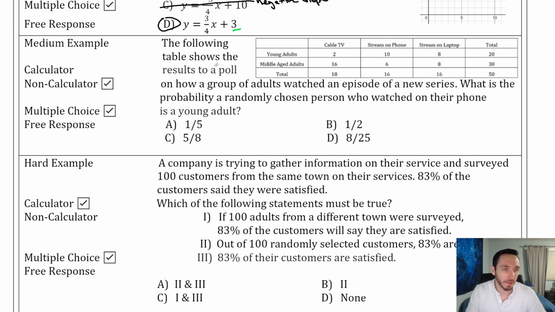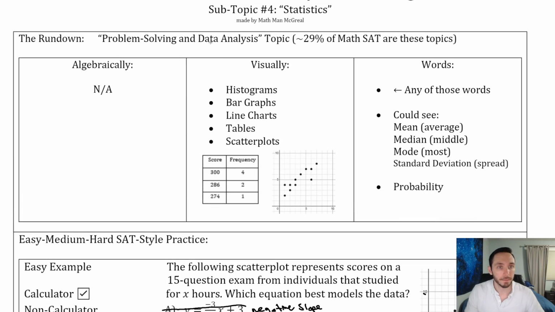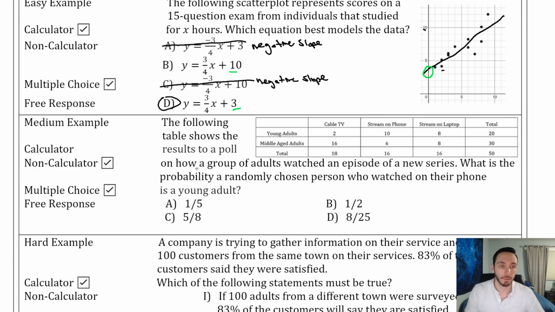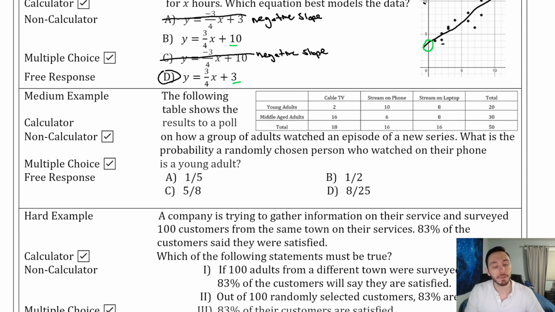So the following table shows the results to a poll on how a group of adults watched an episode of a new series. What is the probability a randomly chosen person who watched on their phone is a young adult? Okay. Notice how I read that. I know that I had the foresight of knowing what this problem was, but the linguistics in this section in particular, the whole problem solving and data analysis, is actually critical. So I'm going to read that part one more time. Probability, a randomly chosen person who watched on their phone is a young adult.